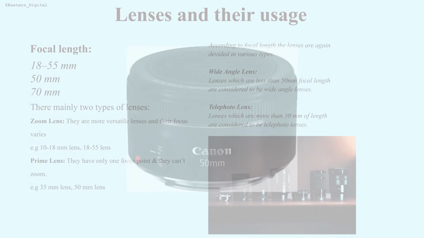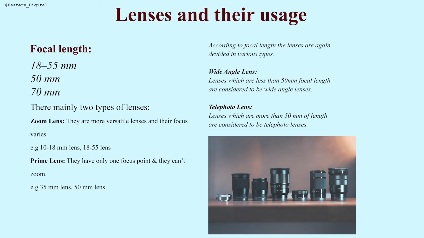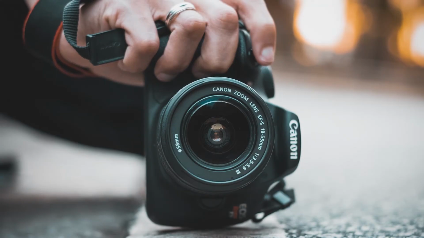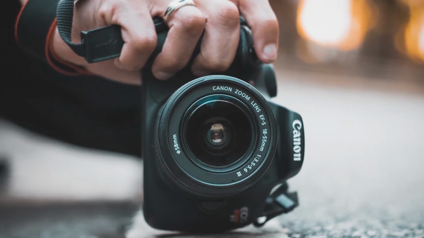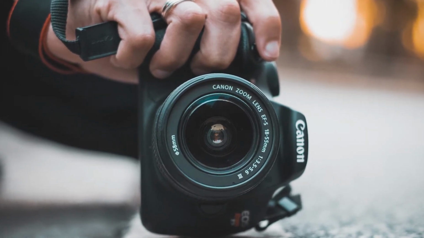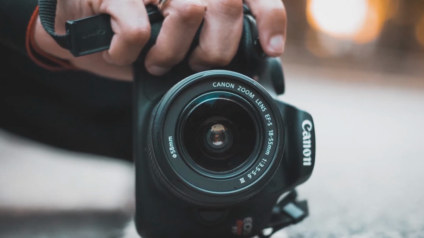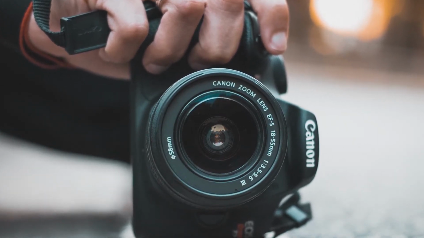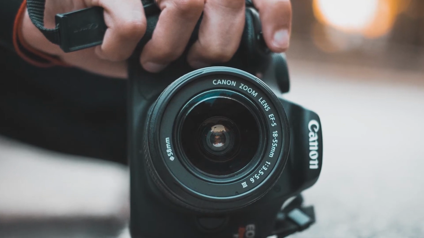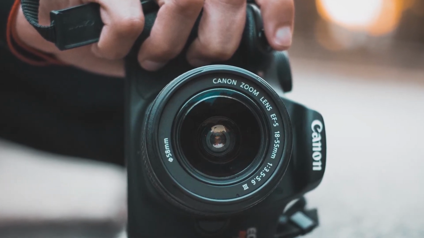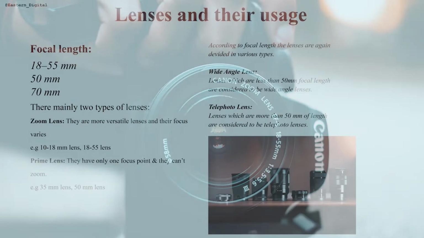You cannot change it. If we take an example, then the kit lens which comes with the general camera is the 18 to 55 mm lens. Mostly in the small segment of cameras, you get the 18 to 55 mm lens as the kit lens. It is basically a zoom lens. Here 18 mm is the lowest focal point and 55 mm is the highest focal point.